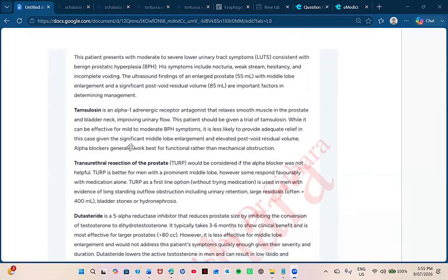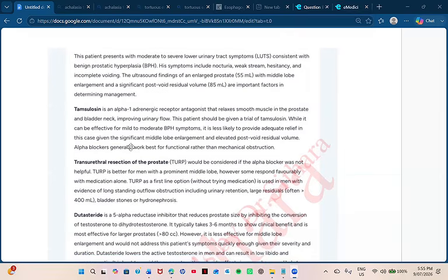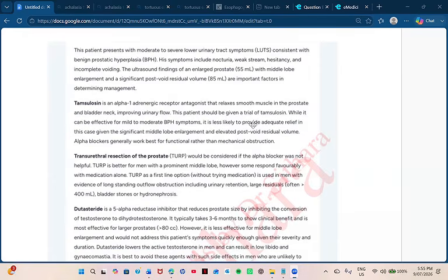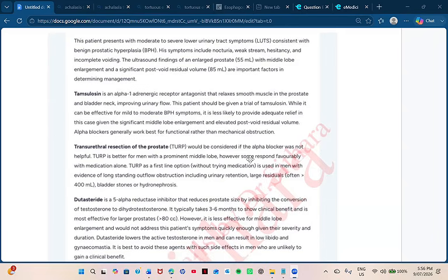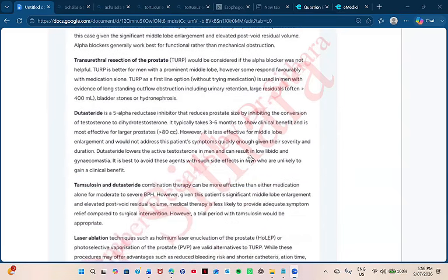Tamsulosin is an alpha-1 adrenergic receptor antagonist that relaxes smooth muscle in the prostate and bladder neck, improving urinary flow. The patient could be given a trial of tamsulosin. While it can be effective for mild to moderate BPH symptoms, it is less likely to provide adequate relief given the significant middle lobe enlargement and elevated post-void residual volume. Alpha blockers generally work best for functional rather than mechanical obstruction.